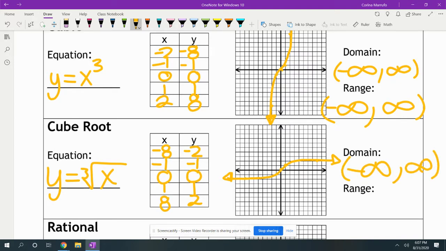And then for the range, it's slowly moving up. So it's going to keep going up, not as fast as it would on the other one, but it is slowly going to go up. So your range is also going to cover -infinity to positive infinity.